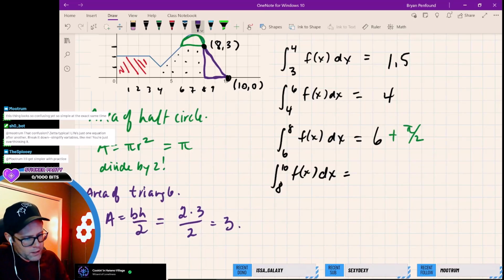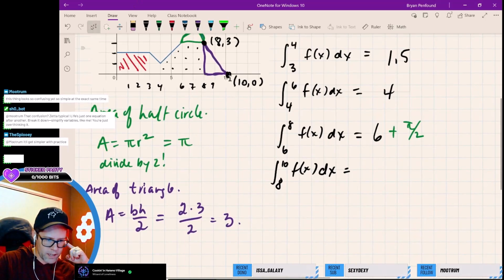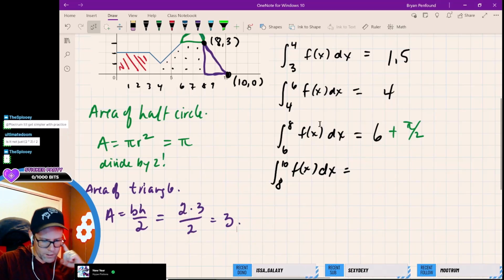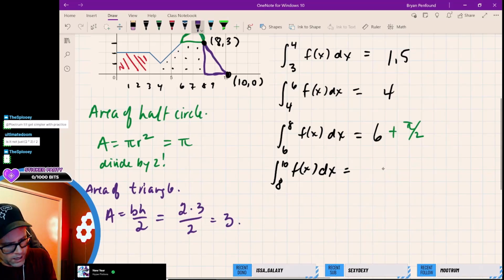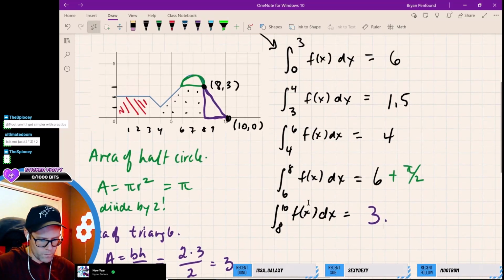How do we feel about this? So if we look at the base of the triangle, it goes from 8 to 10, so the base should be length 2, and the height of the triangle should be 3, right? It goes up 3. So we go base times height over 2, so we should get an area of 3, I think, for our triangle, right? How does that sound? Does that make sense?